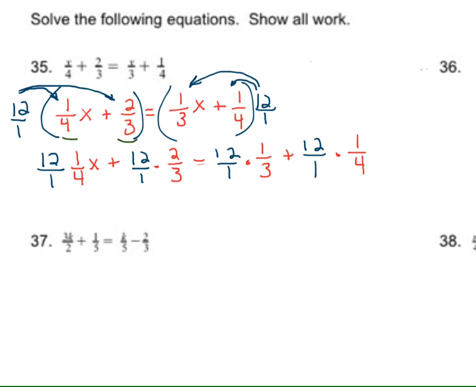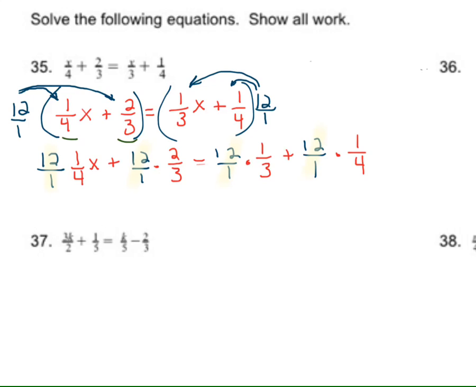Now you have to remember, I've got this 12 over 1 times each thing. It's kind of highlighted. Oops, that highlighting's a little bit dark. Let's make that lighter, turn down this, and make it a little bit bigger. So each term is being multiplied by 12 over 1.